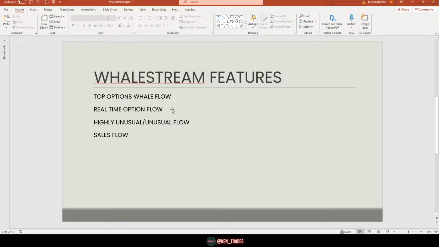Okay, and then thirdly will be highly unusual and unusual flow. I like this feature a lot. I think Whalestream has one of the best ones. This will tell me the highly unusual option activity, and most of the time, I think they are quite accurate. You can easily get 100% out of it, so I really love this.